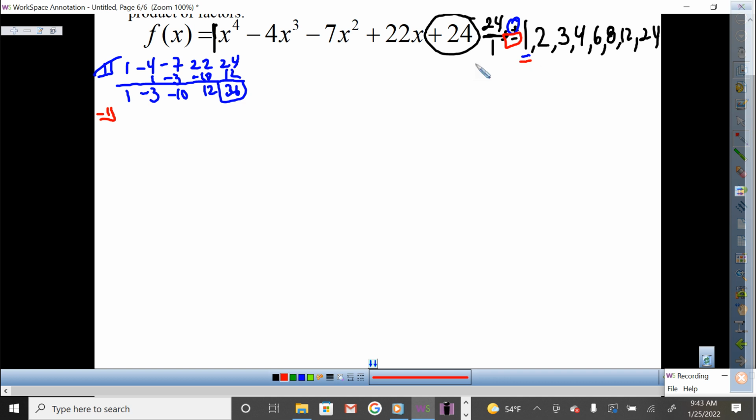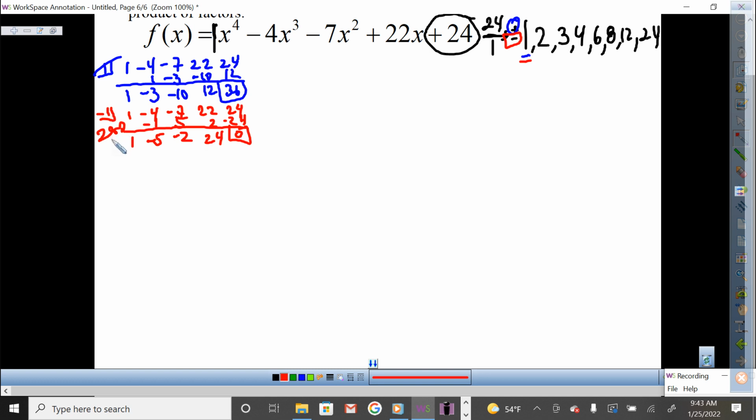Negative 1, 1, negative 4, negative 7, 22, 24. Alright, let's see. Negative 1 times 1 is negative 1, combined, that's negative 5. Negative 1 times negative 5 is 5, combined, that's negative 2. Negative 1 times negative 2 is 2, combined, that's 24. Negative 1 times 24, that's negative 24, and guess what? That's our 0.